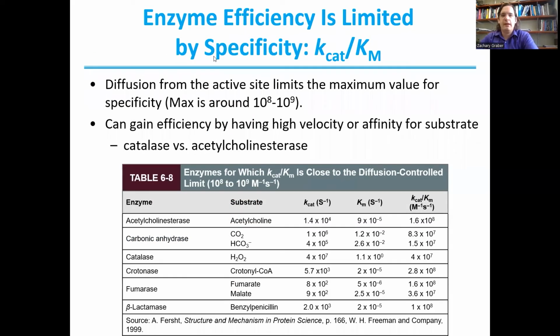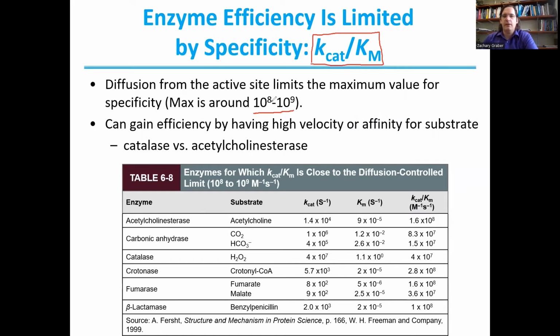So the Kcat and Km are constants for a given enzyme and can be used to indicate the overall efficiency of our enzyme. So we call this, if we divide our Kcat by the Km, this gives us a specificity term. So the Kcat over Km ratio is referred to as the specificity of a particular enzyme. This specificity will max out around 10 to the 8th or 10 to the 9th.